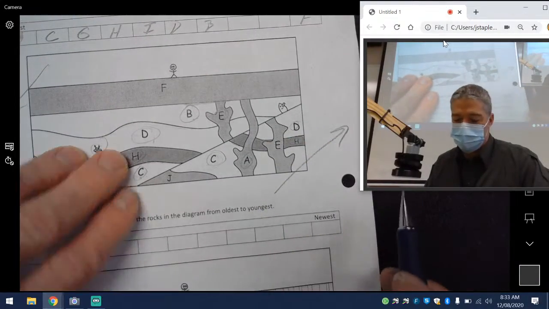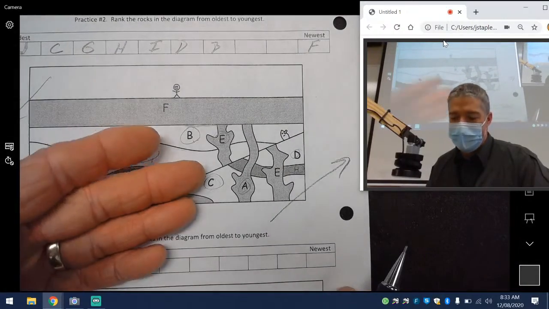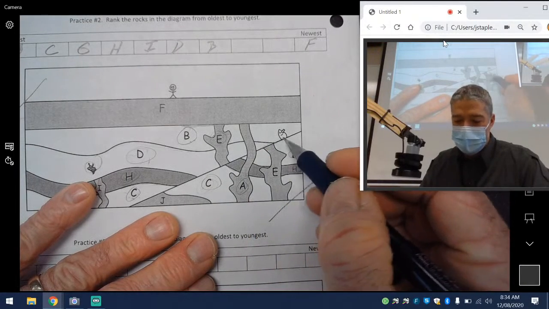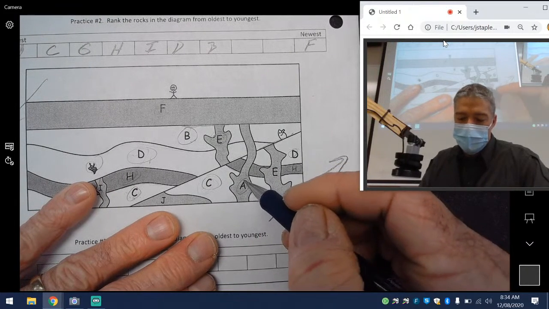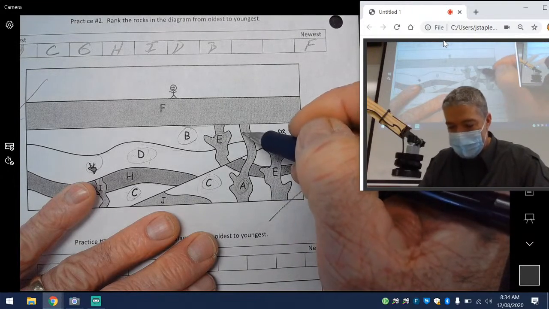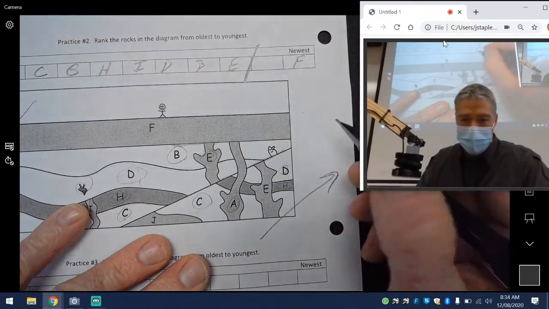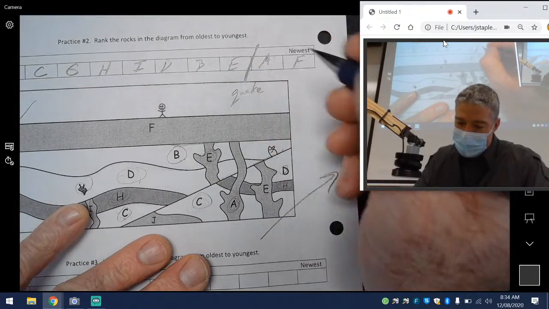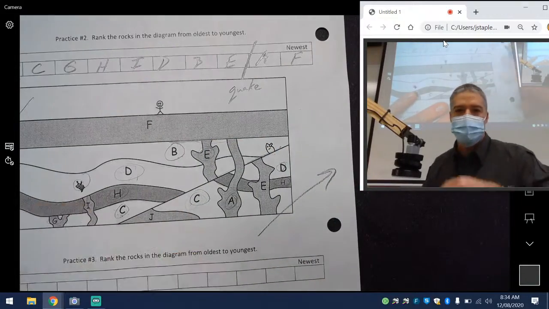E and A. Of those two, which one's older? E. This is the same reasoning that Tommy used earlier. If you look at E, it's broken. It's cut by the earthquake. So that means it came before the earthquake. But A is not broken, so it came after the earthquake. It cuts through the earthquake. The earthquake cuts through E, so E was there before the earthquake. I'm going to make a little mark here. This is when the earthquake came. And then A came along after that. And then the tops of all this stuff got scraped off, and then F settled on top.